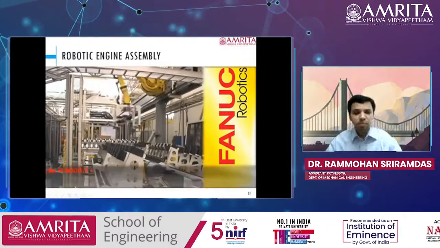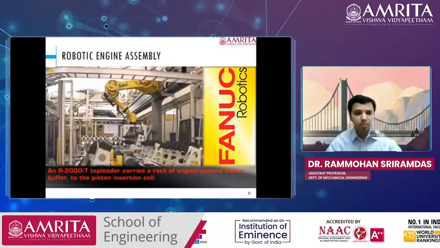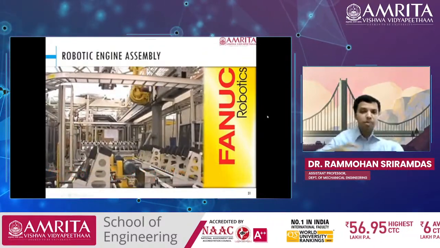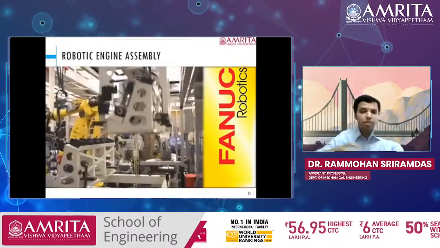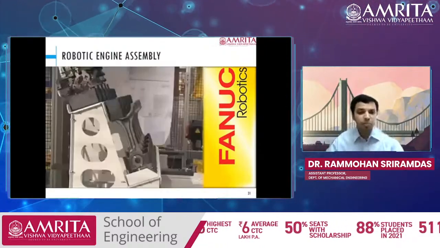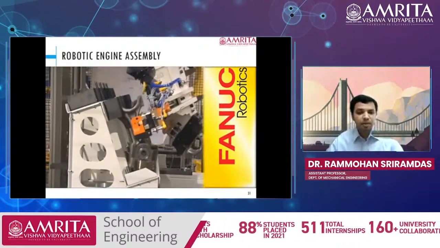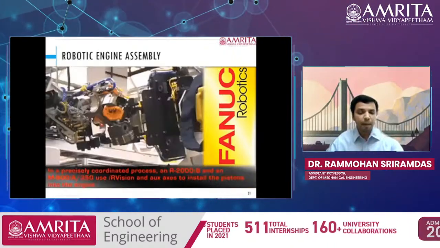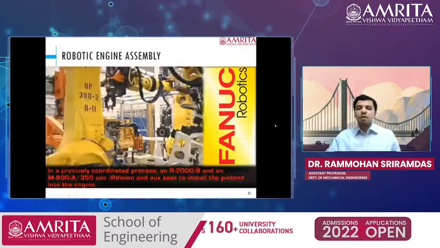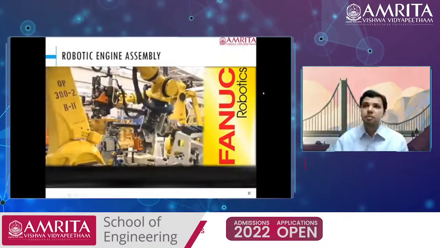Now you see an R2000IT top loader pick the pistons from a buffer area and carry them to the piston insertion cell. Now you see this robot is doing part transfer also. And this is a piston, of course. An R2000IB and an M900IA350 use IR vision and auxiliary axes to install the pistons into the engine in a precisely coordinated process.